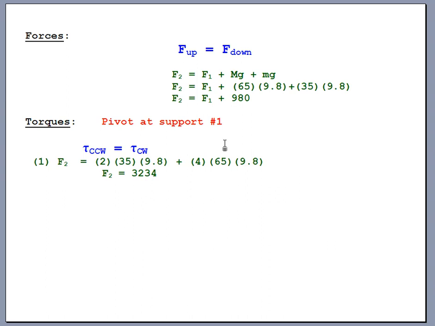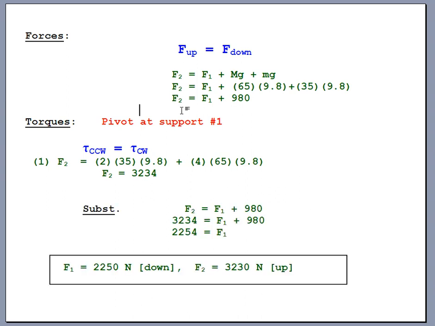Very quickly you find out that F2 is very large, 3,234 newtons. And now we can go back and deposit that in here, do a little substitution, and we can figure out how big F1 is. And so we have those two values. We already knew that F1 was going to be down and F2 was going to be up, and now we know how big they are. Now, final thing, you don't have to copy this down. I just wanted to show you this.